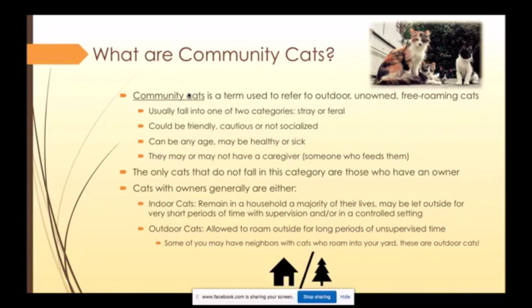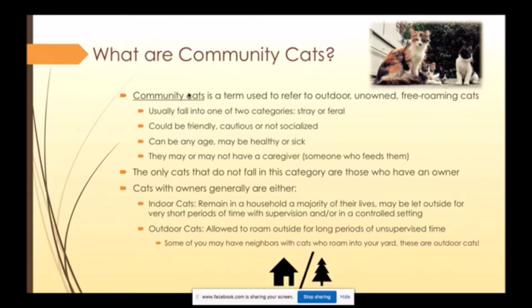So a caregiver is kind of different than an owner. An owner would be bringing their cat inside, at least for some of the time, whereas a caregiver is probably just someone who feeds them, maybe gives them like a little cat house or bed for some shelter. So the only cats that aren't considered community cats are those who have an owner.